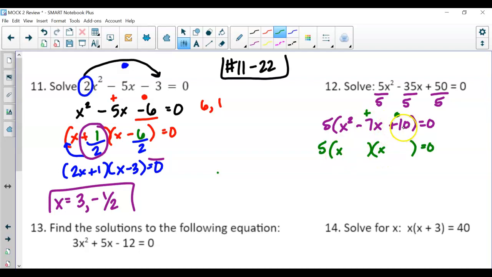Now, this is a positive, so the signs are going to be the same, but we are adding to get a negative, so both signs are going to be negative. So factors that multiply to get 10 and add to get 7, 5 and 2. So in this case, -5 and -2, which means now when we solve, x is equal to +5 and +2, because what happens to this 5 here? It cancels out. 5 will never equal 0, so just 5 and 2.